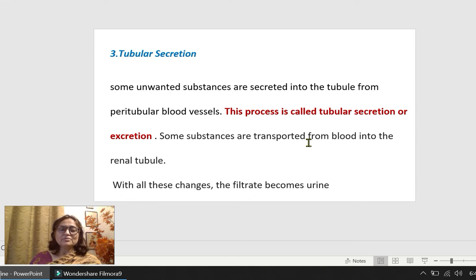Third part is tubular secretion. Some unwanted substances are secreted by the peritubular blood vessels, and this process is called tubular secretion, or you may call it excretion. After completion of all these 3 steps, the final form of the filtrate comes out, which we call urine.